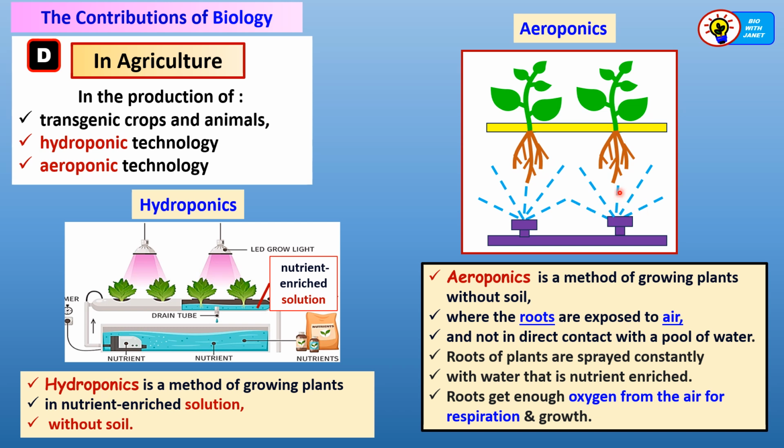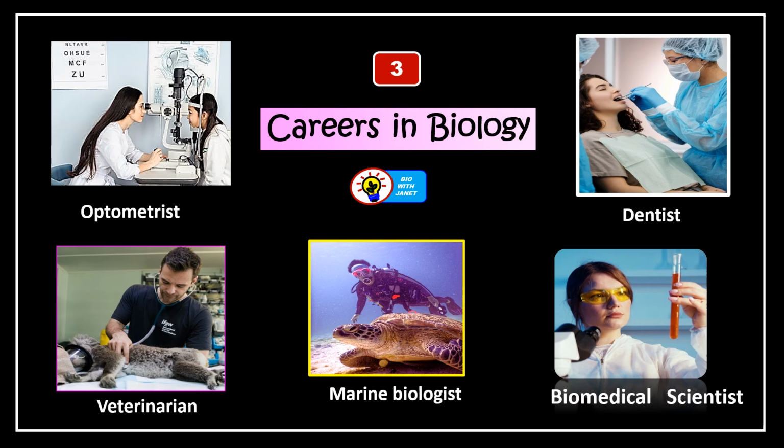So the roots do get the nutrients and the water is sprayed at regular intervals to make sure the roots do not dry up. The advantage is that the roots, when they are suspended in air, will get enough oxygen from the air for respiration and growth, and they can grow very healthily. So the nutrient solution will provide the nutrients for healthy plant growth too. So vegetables can be grown using hydroponics or aeroponics.